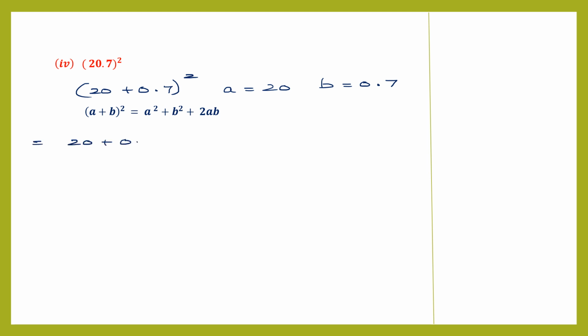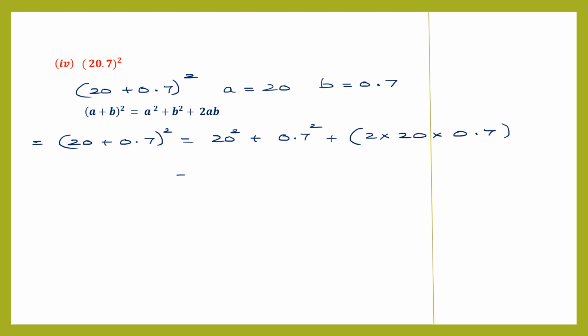Next one. Here we have 20.7 the whole square. We can write this as the sum of two numbers, and that is 20 plus 0.7 the whole square. So here a will be 20 and b will be 0.7. Now let's use this formula. A plus b the whole square. So here a plus b the whole square is 20 plus 0.7 the whole square. So now a square is 20 square, b square is 0.7 square plus 2ab. 2 into a is 20 and b is 0.7.